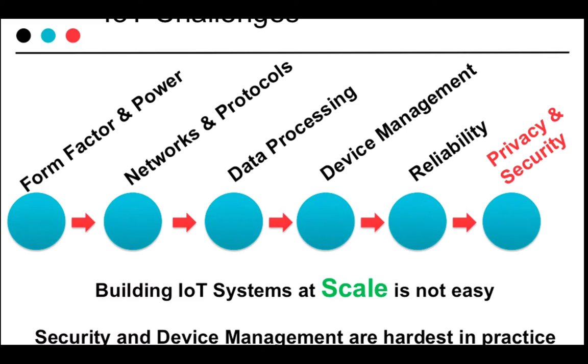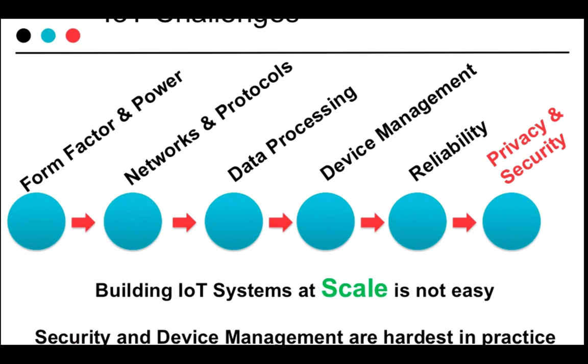And device management is another big problem. When you build a system with one thing connected on the internet, that's easy. When you take it to 10, you're going to the next step. When you have to go to 100, and thousands, and millions, now you have a device management problem on your hands. Next comes reliability.